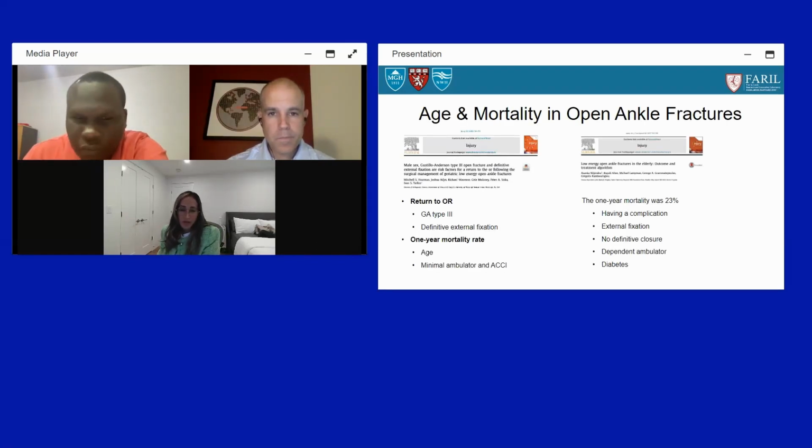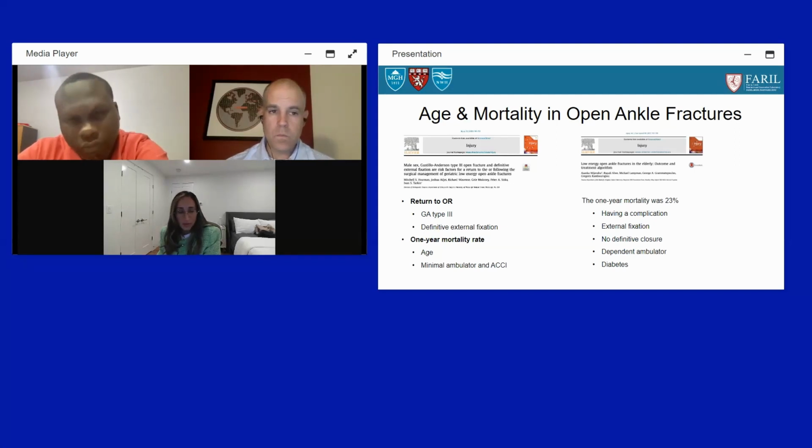And when we look at these fractures that are increasing over time in older patients, we want to look at what the mortality rate is, and how many patients older than 60 years old actually die after an open ankle fracture. So as we can see here, there are some studies that try to look at the risk factors for this. There is an article that includes only patients with fractures who were older than 65 years old. And they found that the risk factors for returning to the operating room were having a type 3 ankle fracture and having a definitive external fixation.